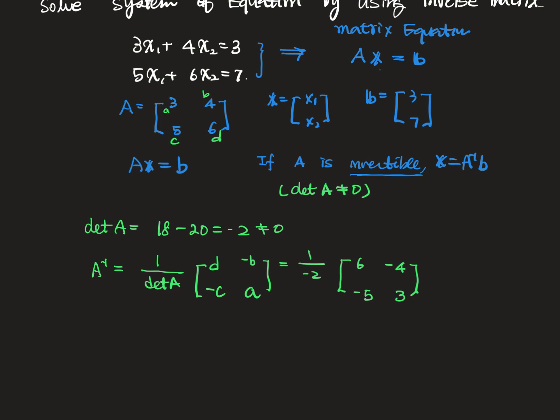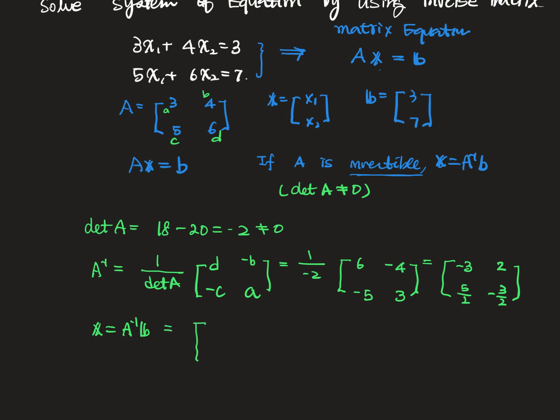Now we find the x value. x is A inverse times b. Before that, multiplying the scalar inside gives negative 3, 2, 5 over 2, negative 3 over 2. That's the inverse matrix. All right, let's find it.